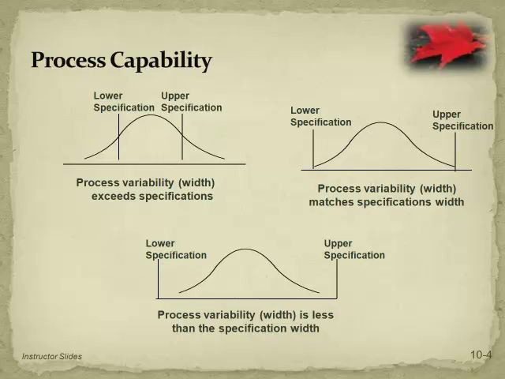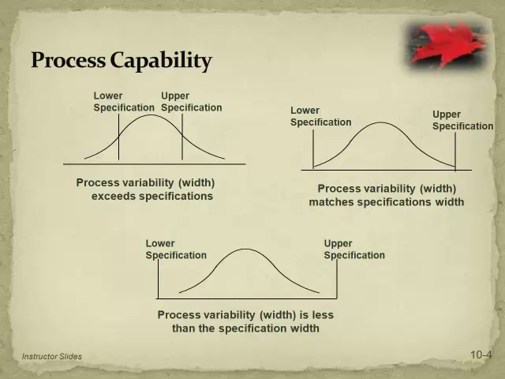So the upper specification is the maximum measured value that would meet our definition of quality. And the lower specification is the lowest measured value that still falls within our definition of quality. And of course, anything in between this lower value and the upper value would also qualify as meeting our definition of quality.